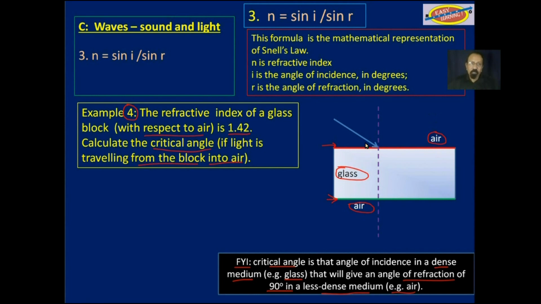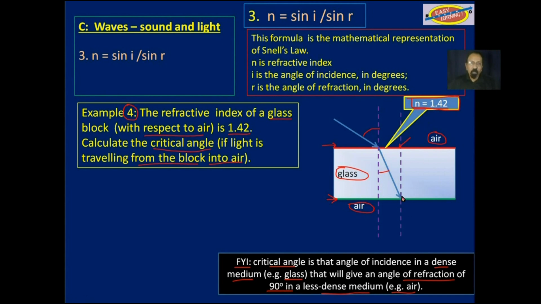That ray of light, when it passes through this glass block, will bend towards the normal like that, so that this angle of refraction is less than that angle of incidence for the air-glass boundary. N here we are told is 1.42, N of the glass block with respect to air. So it is in the glass from the air. The refractive index at this red boundary is 1.42.